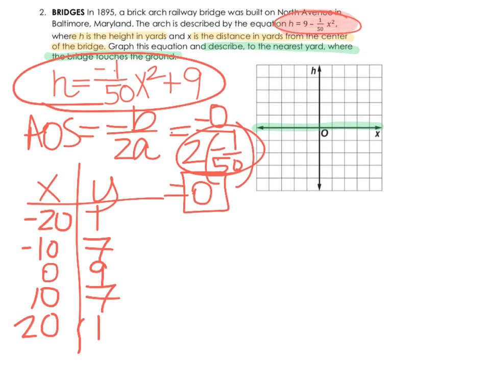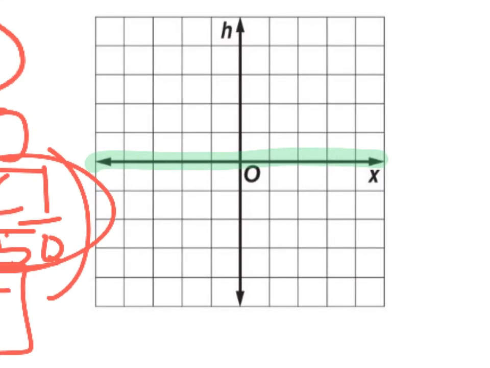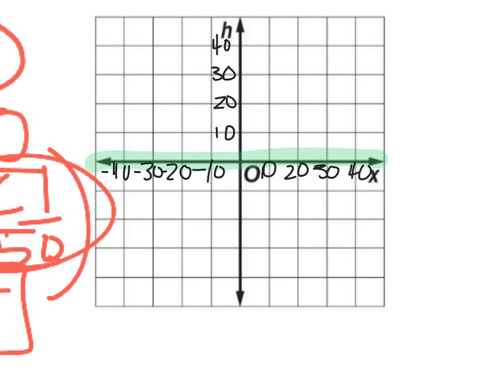So first things first, let's label our axes, right? So if we're labeling our axes here, let's go by tens in both directions. So 10, 20, 30, 40, 10, 20, 30, 40, negative 10, negative 20, negative 30, negative 40. All right, and we know our vertex is at (0, 9), so that's going to be our point right there.